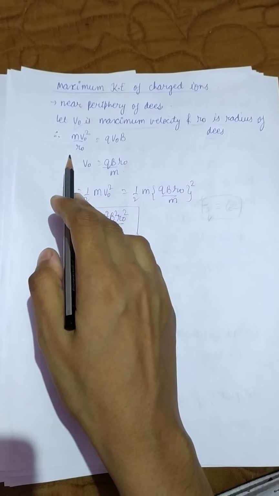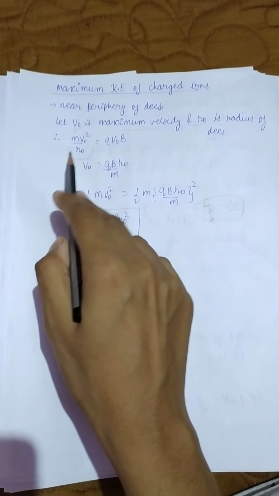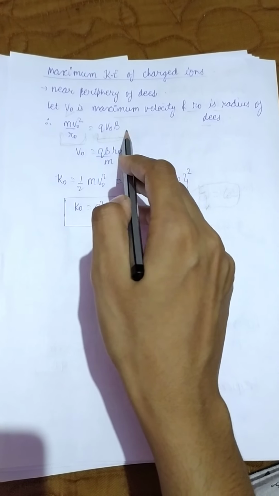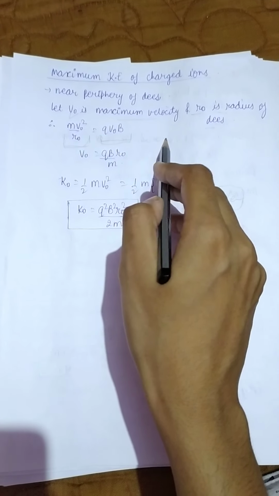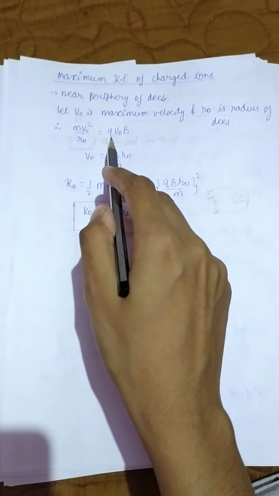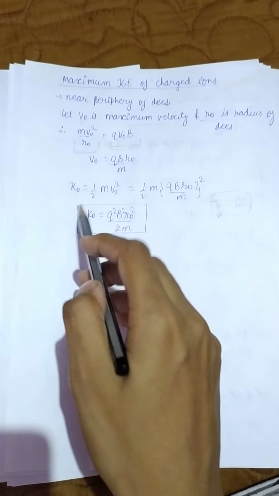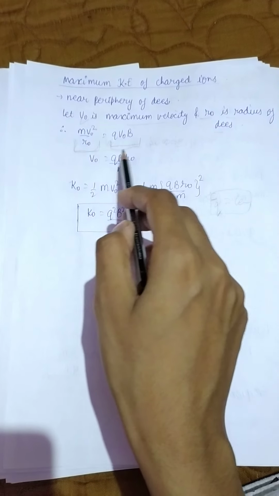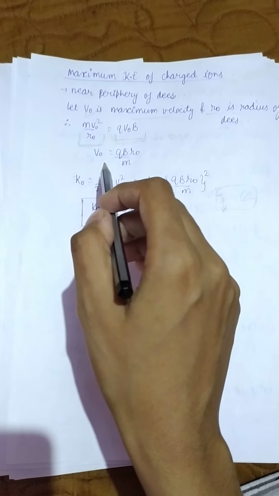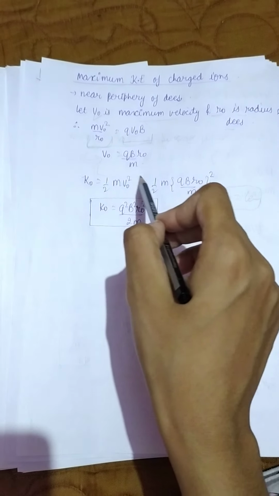This is the centripetal force equation, and this is the force on the charged particle. We know that sin theta is sin 90 degrees, so we put 1 here. So we get q v naught B. Rearranging this equation, we get the maximum velocity that the charged particles will attain.